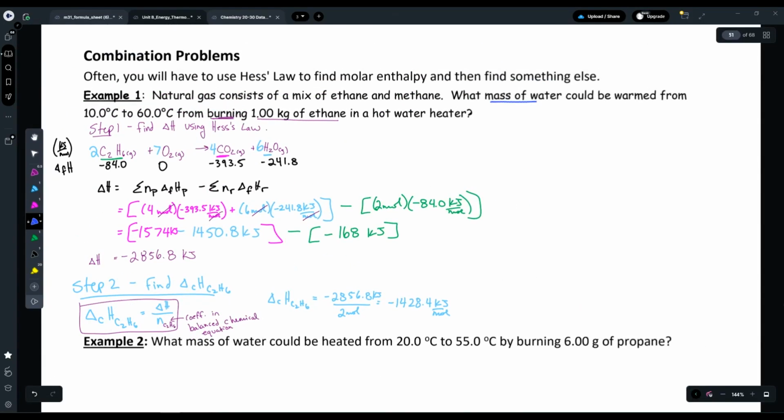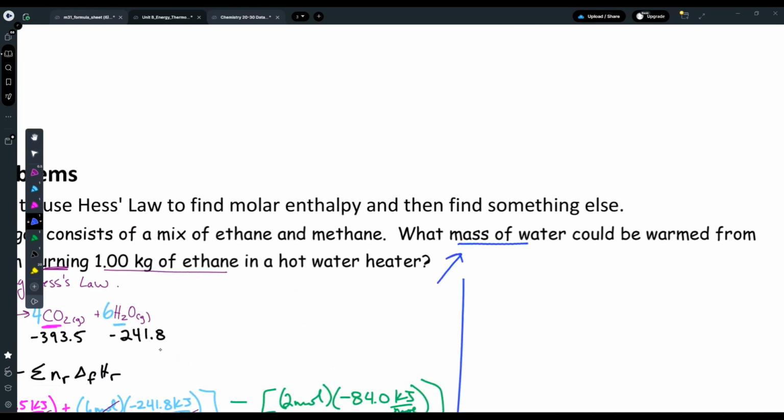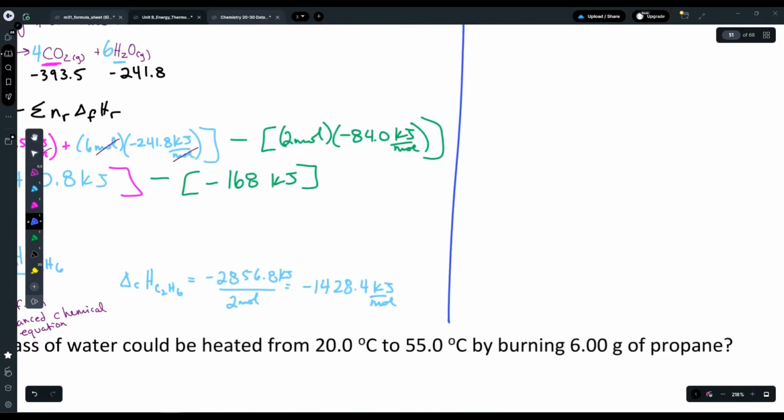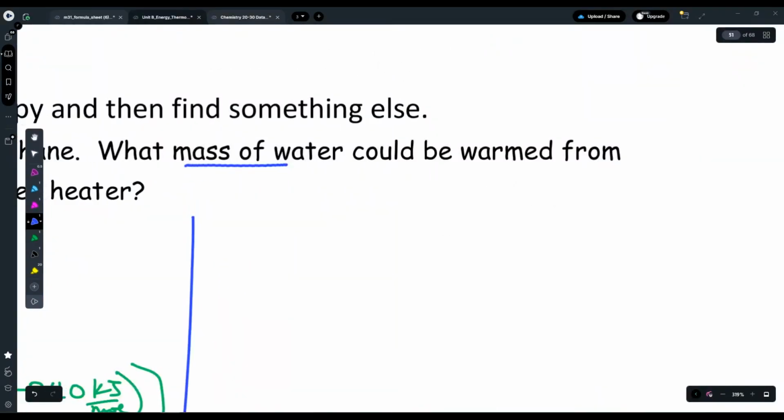Okay, so now that we have that, remember that's not our final answer. What we're actually looking for is the mass of water. So the reason why we wanted our molar enthalpy of combustion for ethane is because if you remember way back, when we're transferring heat between our system and surroundings, we want to go back to this: heat lost is equal to heat gain.